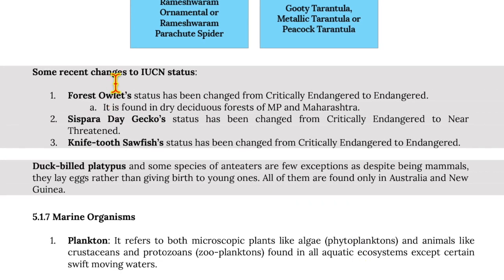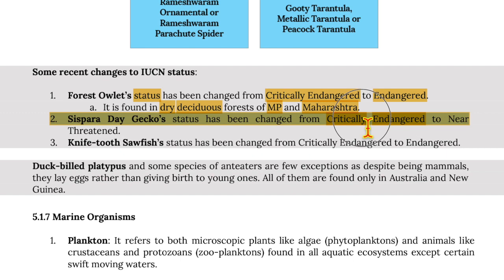Now some of the recent changes to the IUCN status would include the status of forest owlet, whose status has been changed from critically endangered to endangered, which means the conservation efforts for the same are working. It is found only in dry deciduous forest of Madhya Pradesh and Maharashtra. Now Cicada day gecko status has been changed from critically endangered to near threatened. Knife-toothed sawfish status has been changed from critically endangered to endangered.